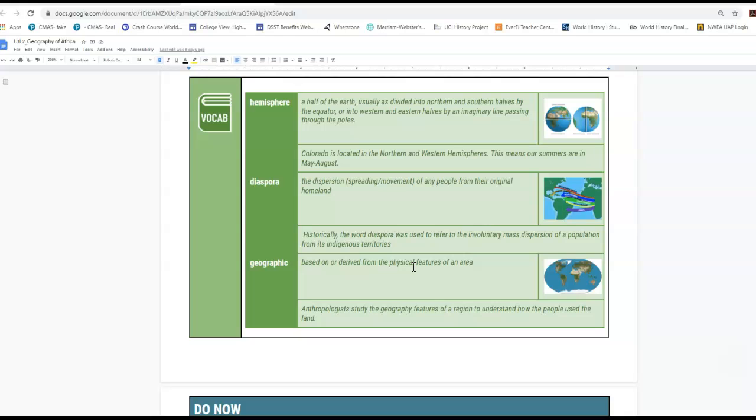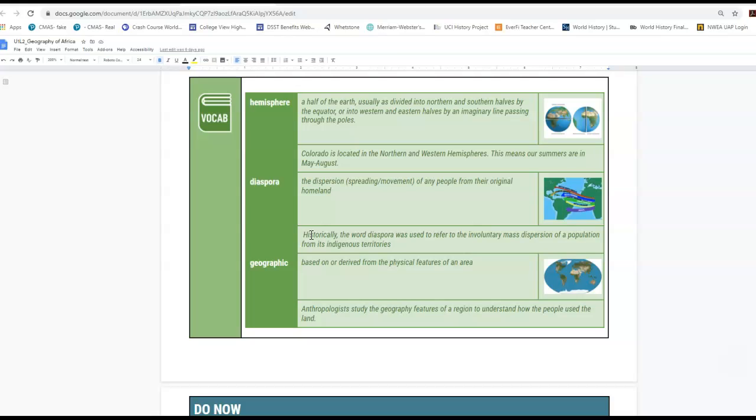A hemisphere is half of the Earth, usually as divided into northern and southern halves by the equator, or into western and eastern halves with the prime meridian passing between the poles. So you can see the image here. This is the northern hemisphere, southern hemisphere, eastern hemisphere, this side eastern, western hemisphere, just like cut in half. Colorado is located in the northern, so we're in the western hemisphere, which means that our summers are May to August, usually.